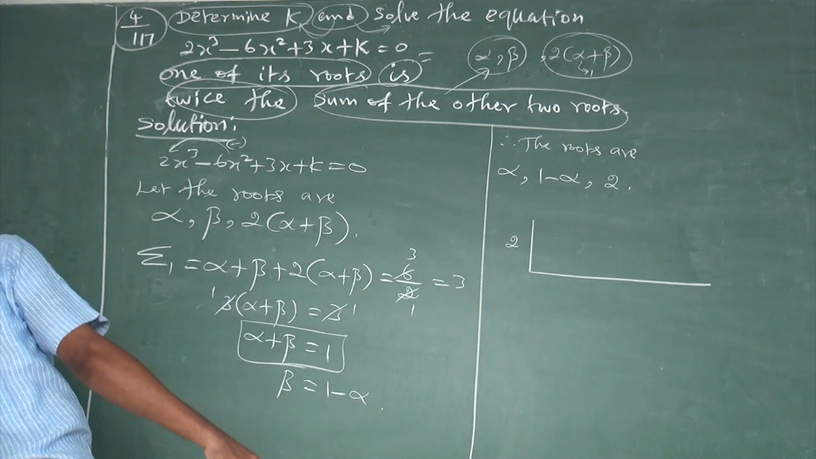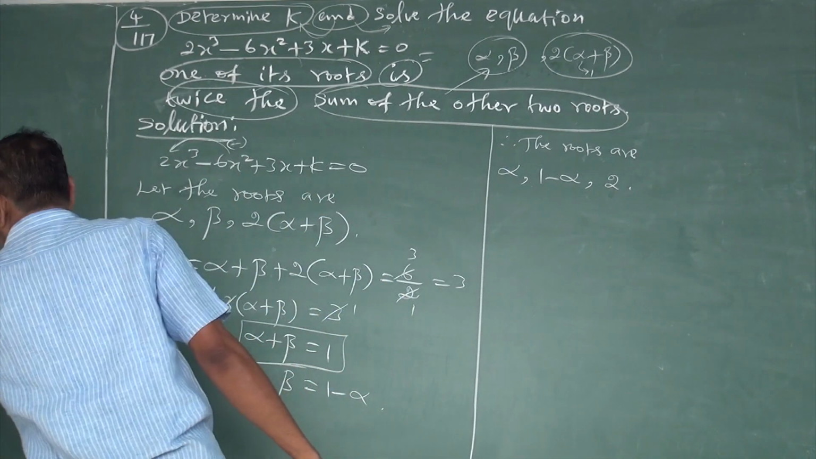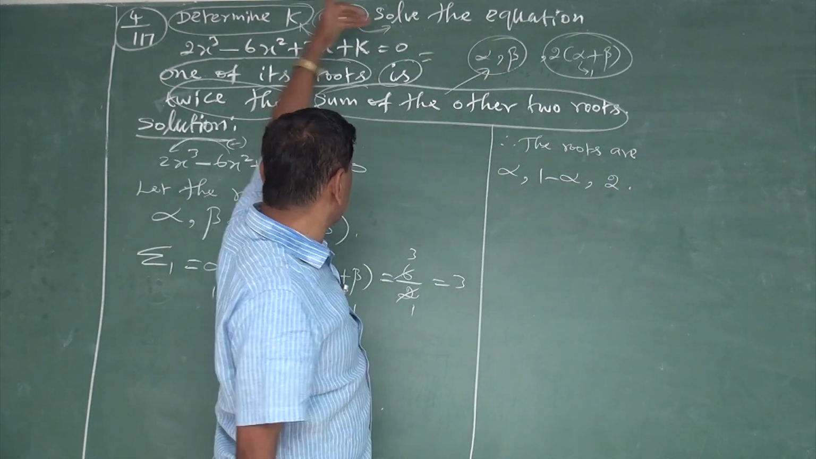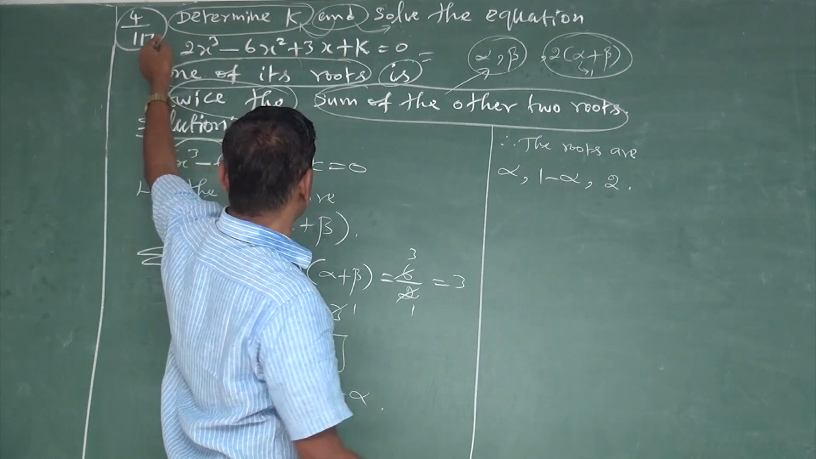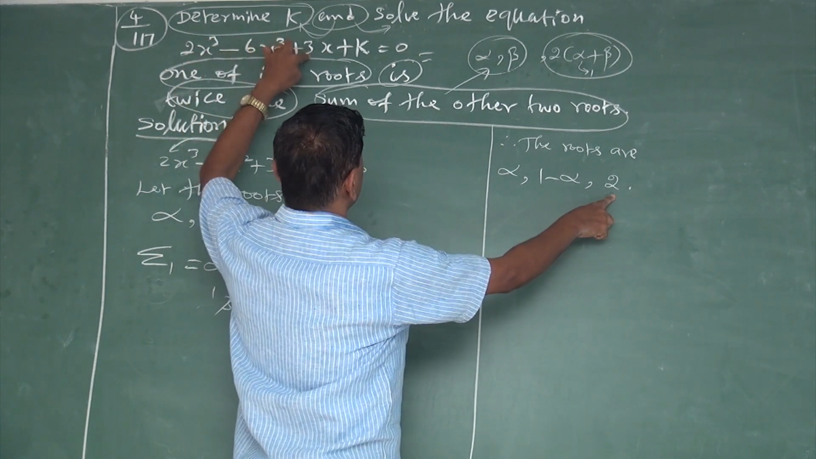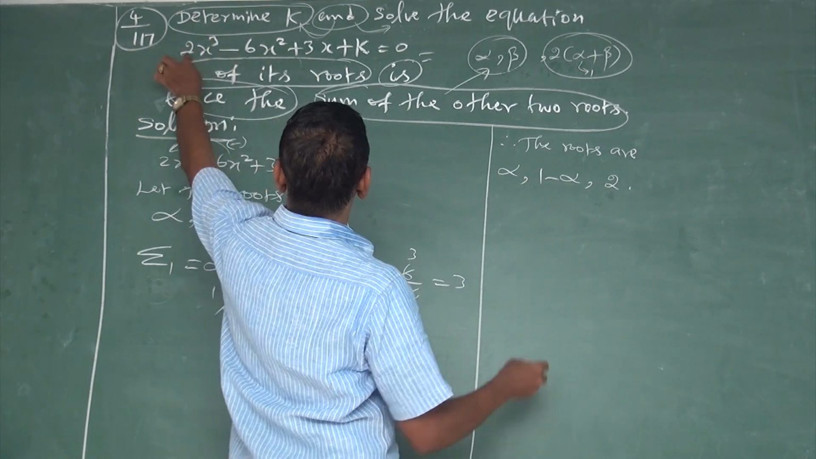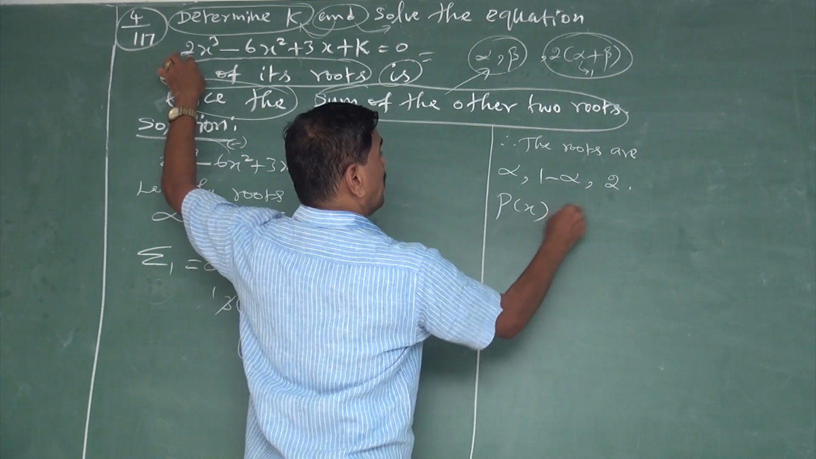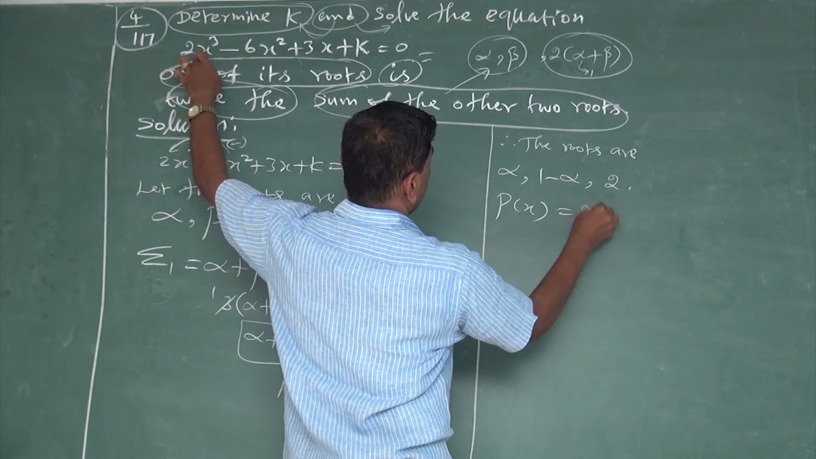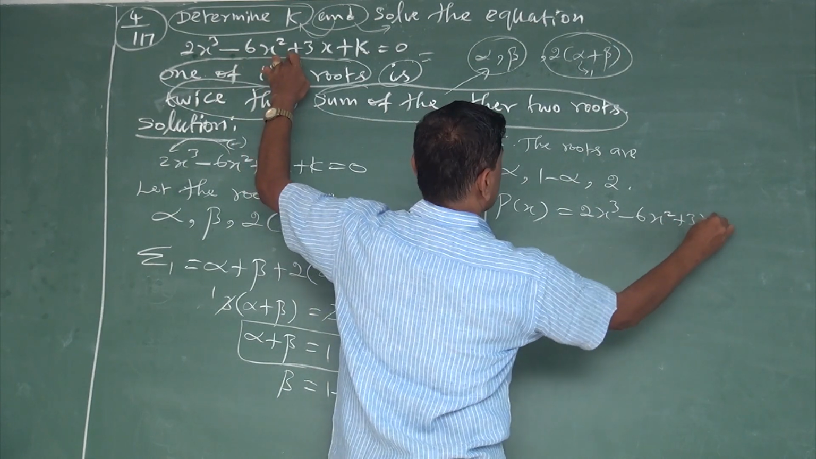To find k, listen: here 2 is a root, which means this 2 satisfies the equation. So 2 satisfies the equation means 2 into 2 the whole cube minus 6 into 2 the whole square plus 3 into 2 plus k. That is a technique, and this equation we want to convert to a polynomial. Let p of x equal to 2x cube minus 6x square plus 3x plus k.